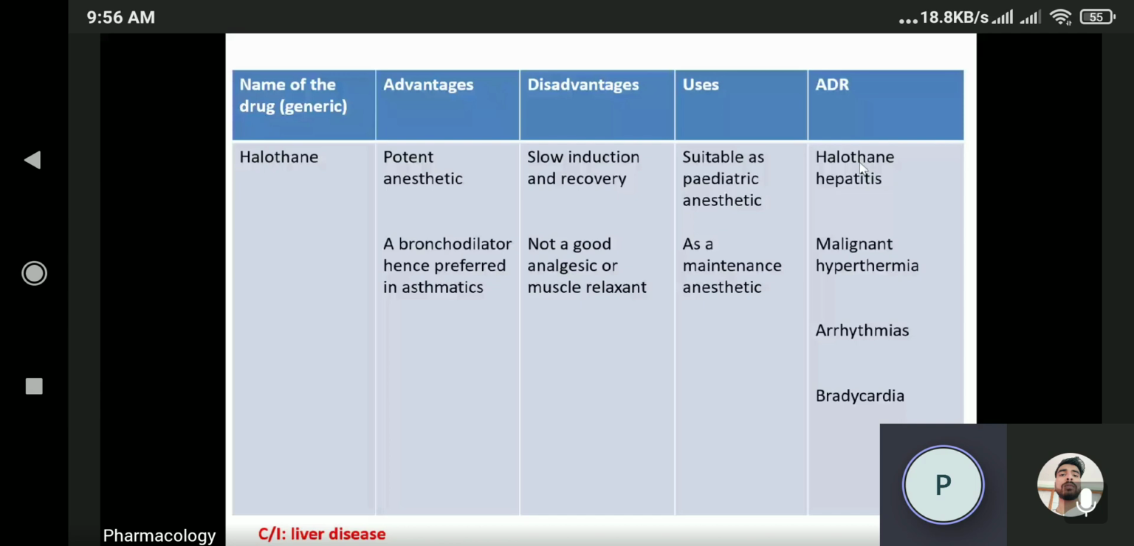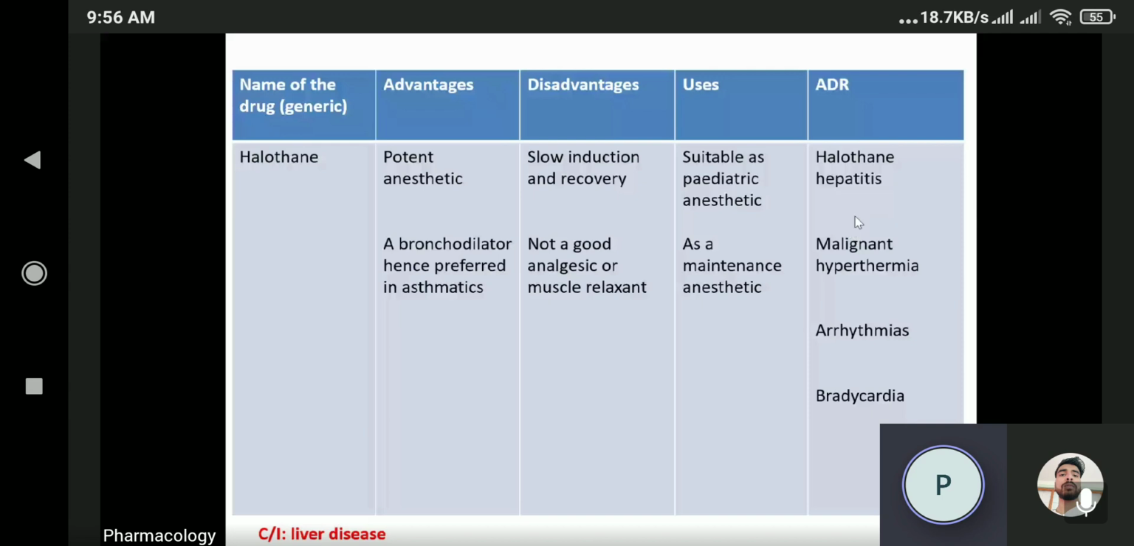You have had a separate chapter in the GI block where you were taught about hepatotoxic drugs. So you can just go and revise how halothane hepatitis is caused. Okay. So the next important thing that you have to remember with halothane is that it is a potential cause of malignant hyperthermia.